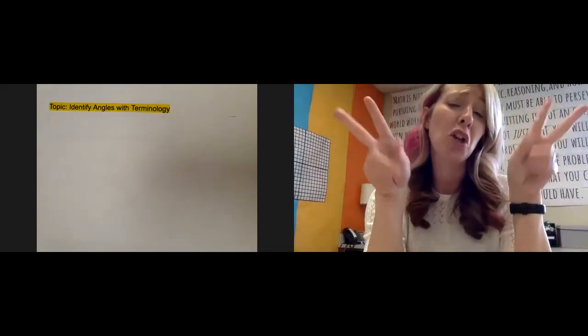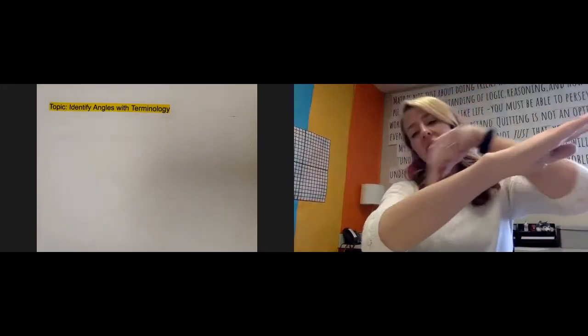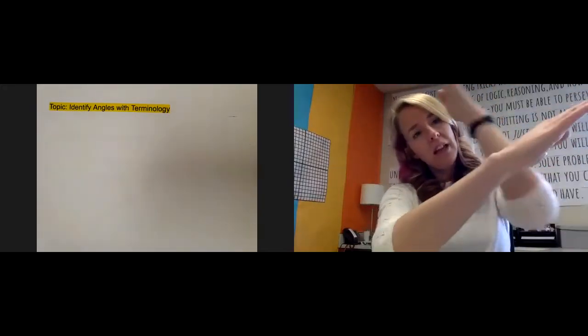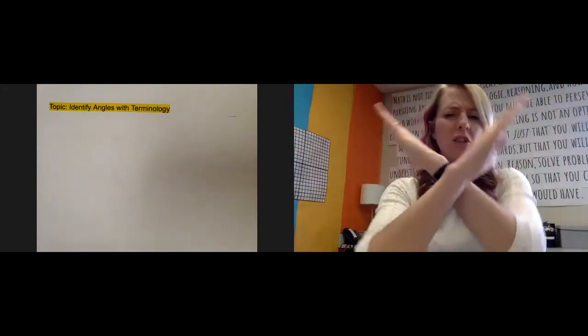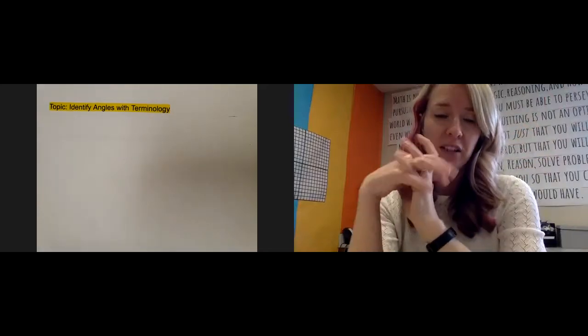Another word that you'll hear is adjacent, which just means it's next to. So think of them as like angle neighbors. Okay, so this angle is adjacent to this angle right here. Any two that are just right next to each other are going to be adjacent.